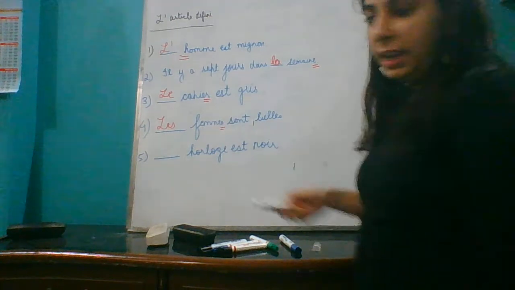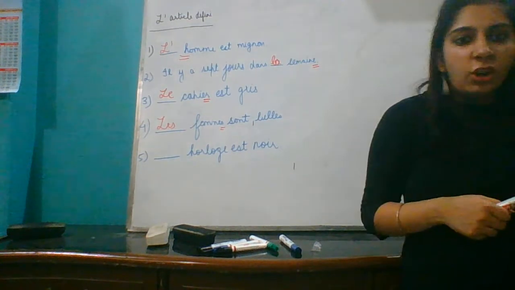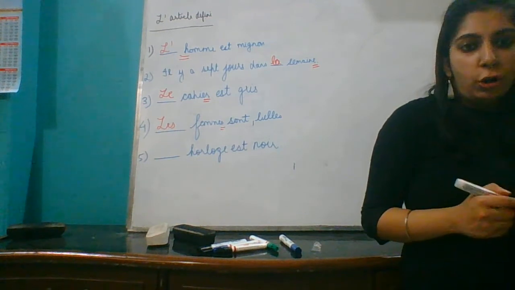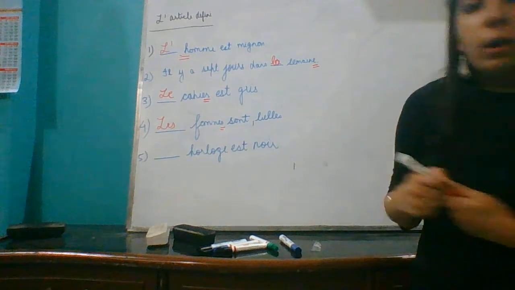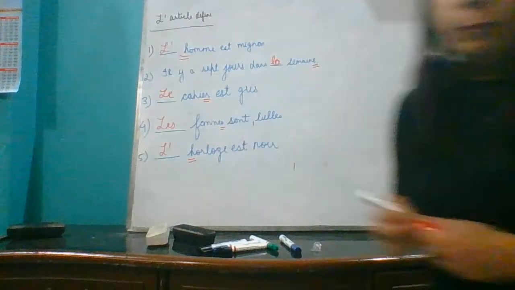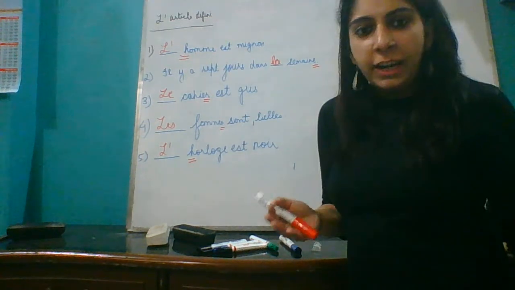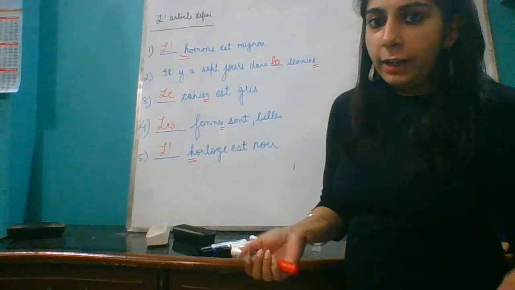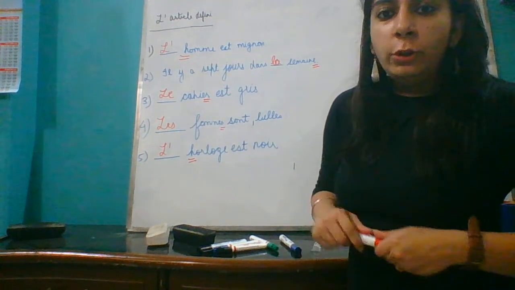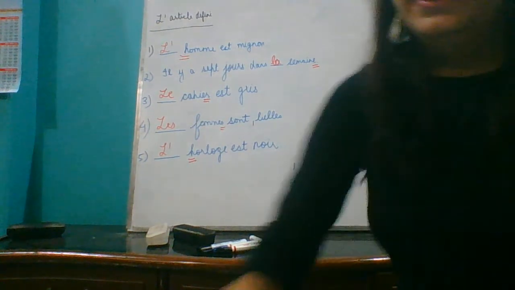Last sentence we have dash horloge est noir. Horloge is a watch. The watch is black. Since it's starting with H, we'll put L apostrophe. I hope with this exercise you would have been clear with article indefinite and article definite. Now let's move on to the exercise for article partitif and contracted.